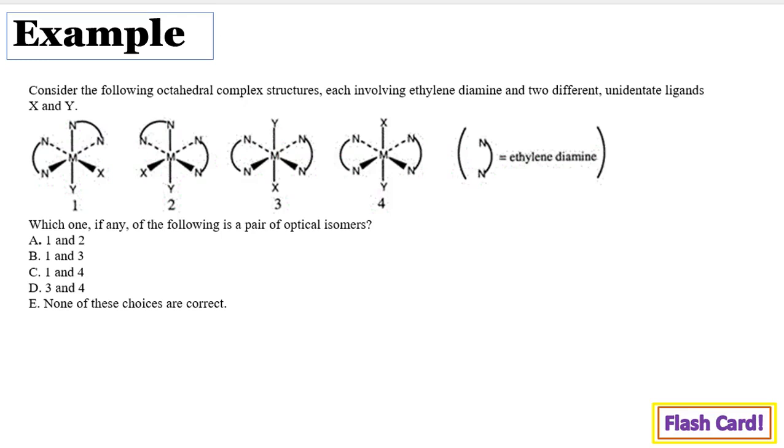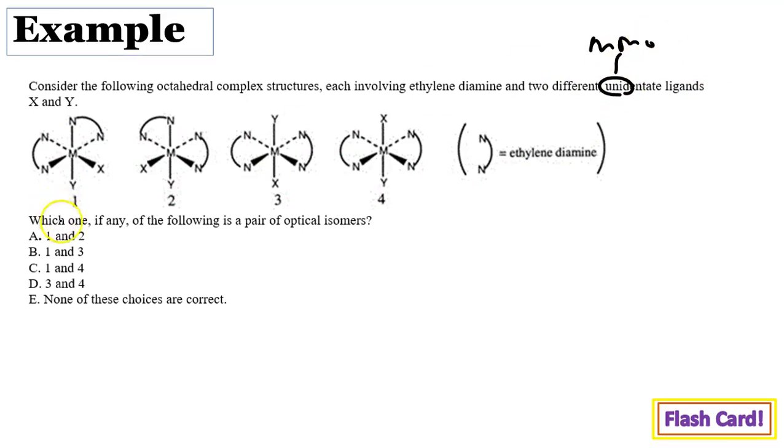Okay, let's take what we learned to another example, which is a pair of optical isomers. It says, consider the following octahedral complex structures, each involving ethylenediamine and two different unidentate ligands. Uni is going to be the same as our monodentate ligands as well. Okay, folks? And this question asks, which, if any, of the following is a pair of optical isomers?